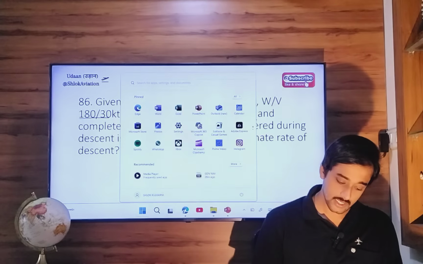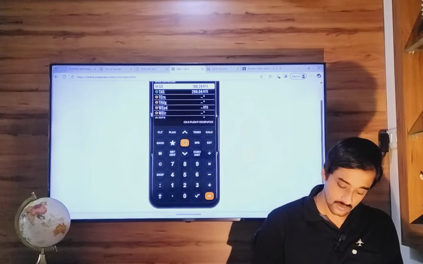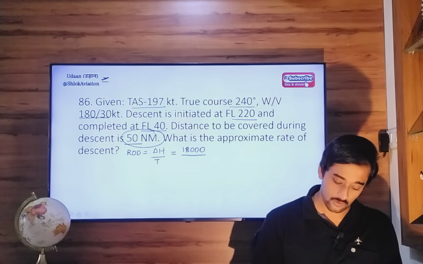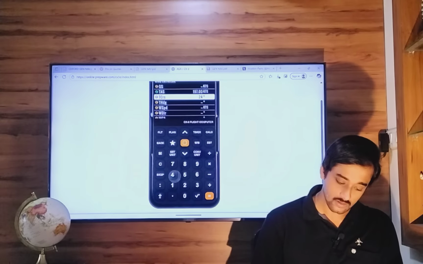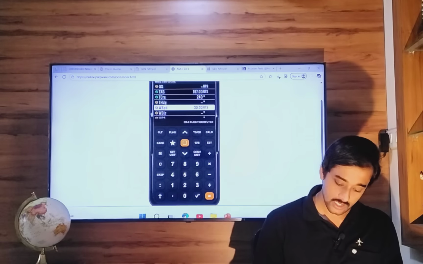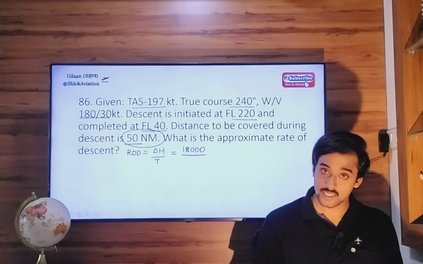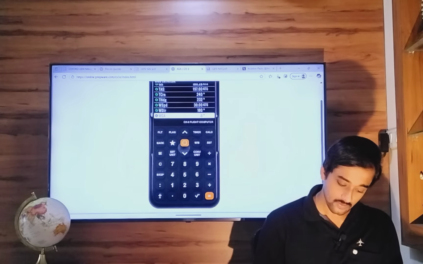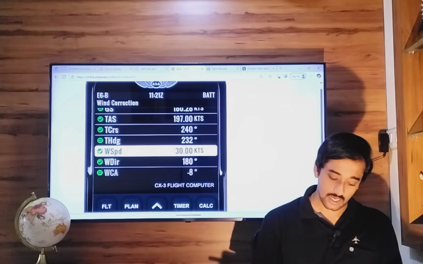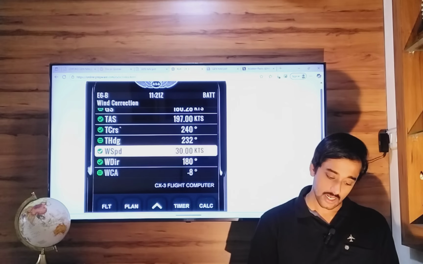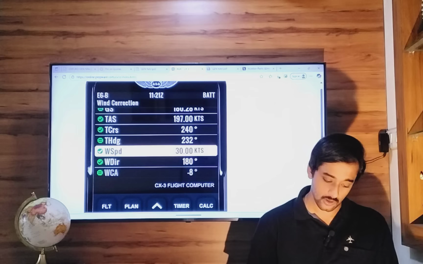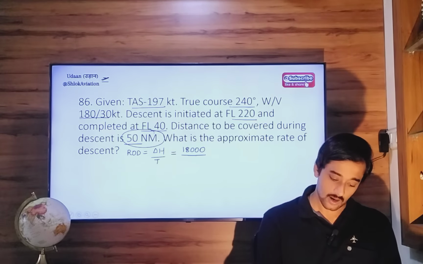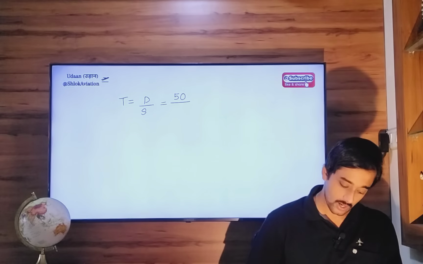So true airspeed is 197, course 240, winds 180 at 30. Okay, so wind speed 30, wind direction 180, TAS 197, course 240. This gives ground speed equal to 180. Okay, ground speed equal to 180.